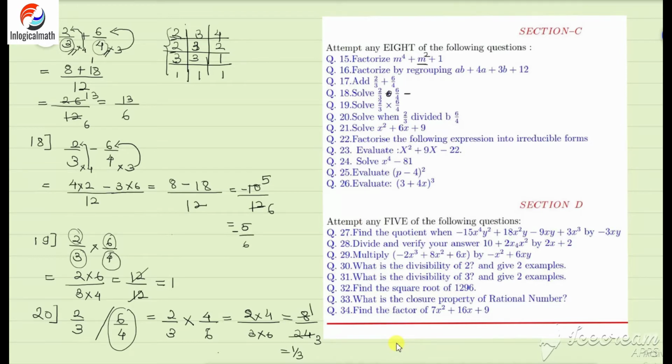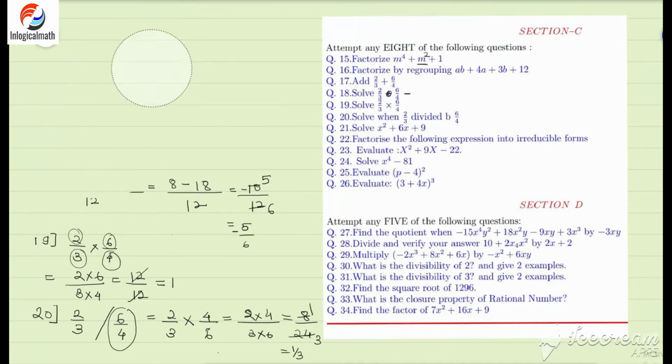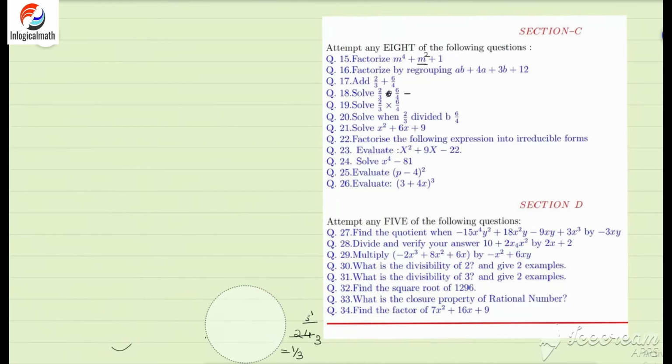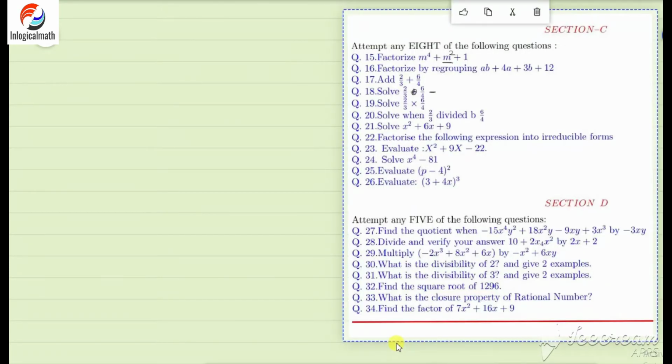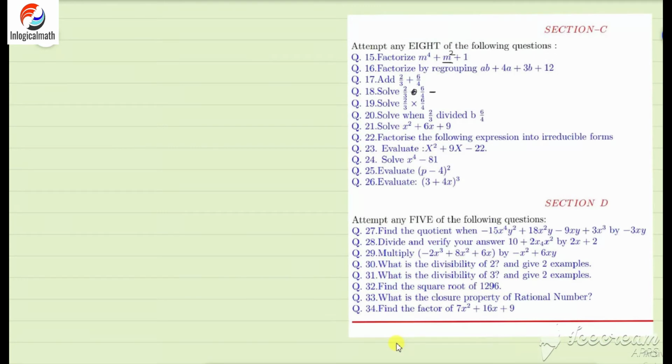Now we will go for question number 21. Question 21 is where we have to find the factors. They have written solve, but we just have to factorize it. So question number 21 is x square plus 6x plus 9.